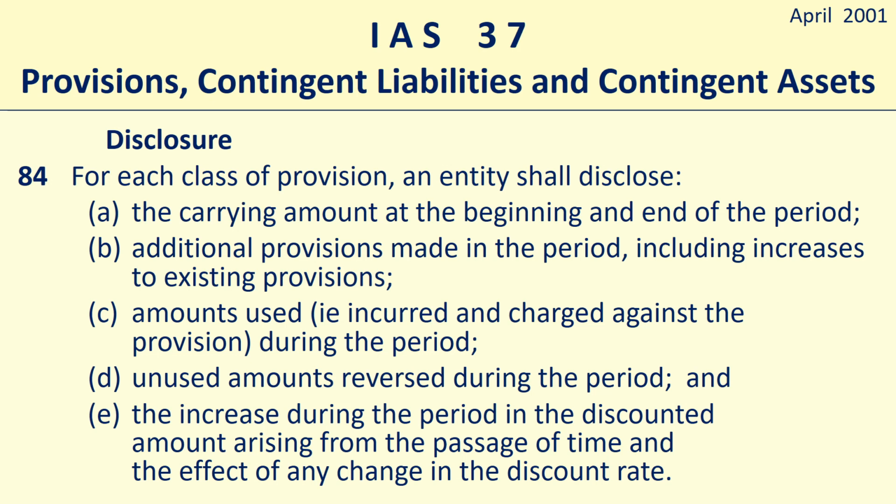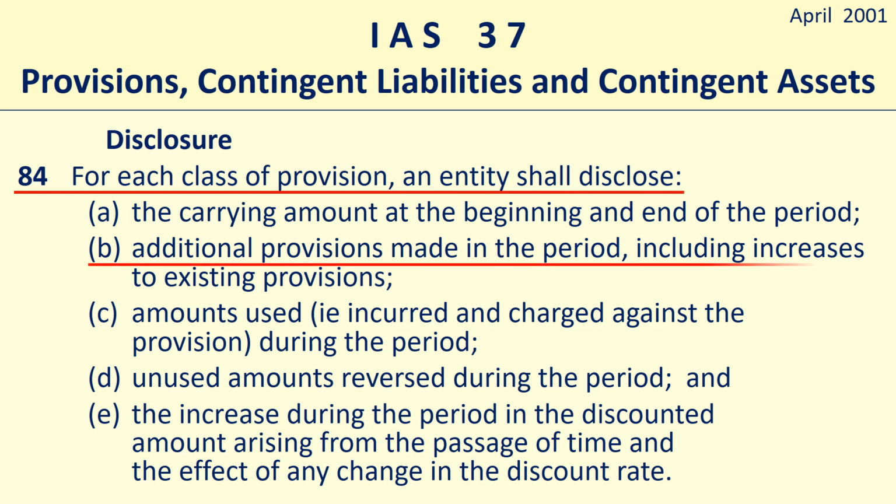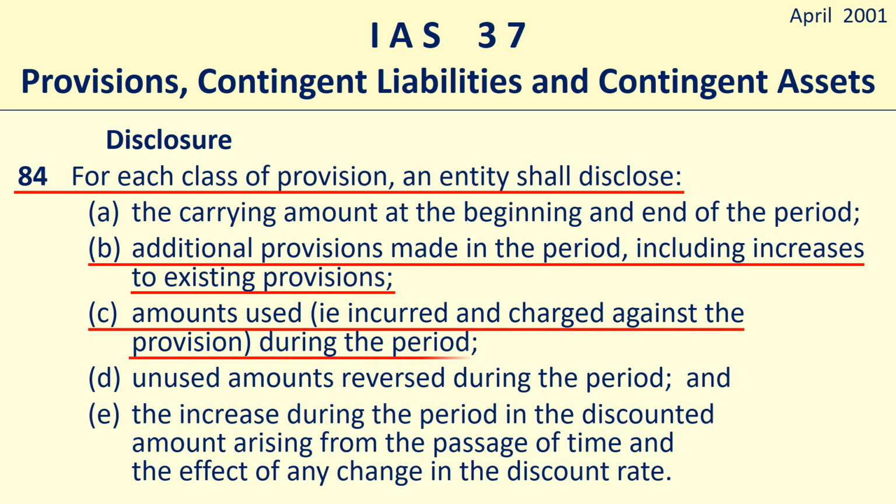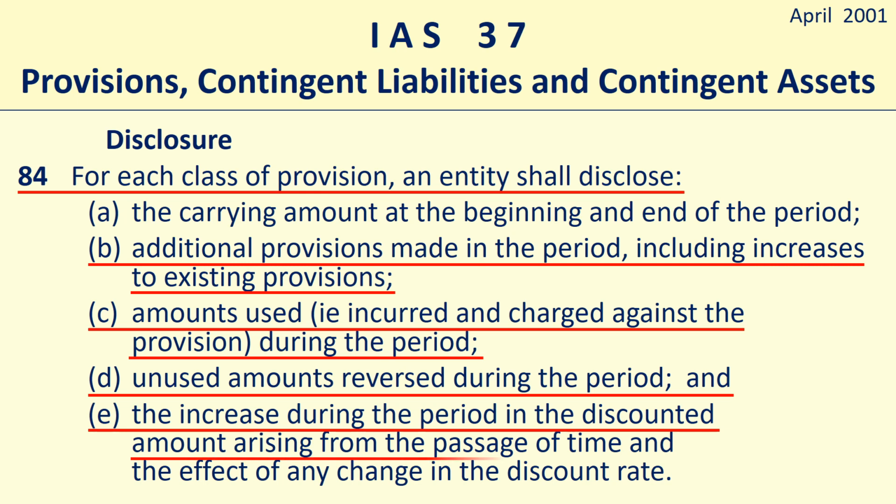Open IAS 37, paragraph 84. For each class of provision, an entity shall disclose additional provisions made in the period, including increases to existing provisions, amounts used, incurred and charged against the provision during the period, unused amounts reversed during the period, and the increase during the period in the discounted amount arising from the passage of time and the effect of any change in the discount rate.